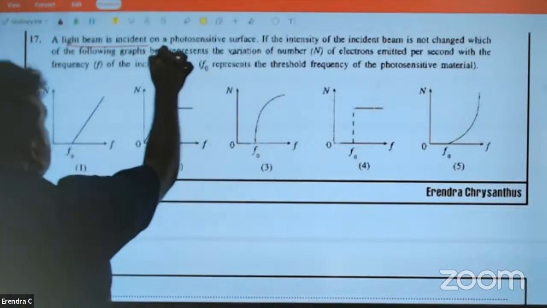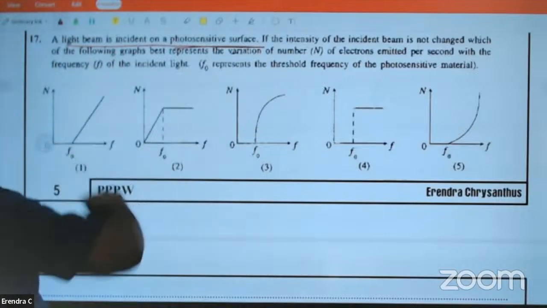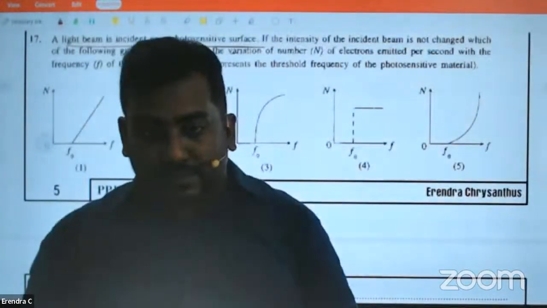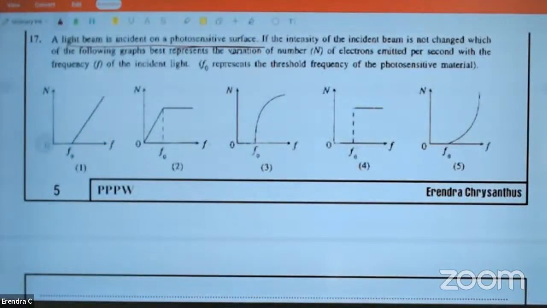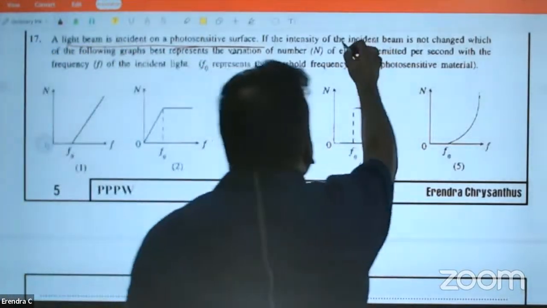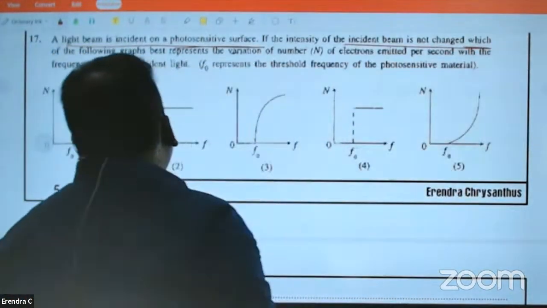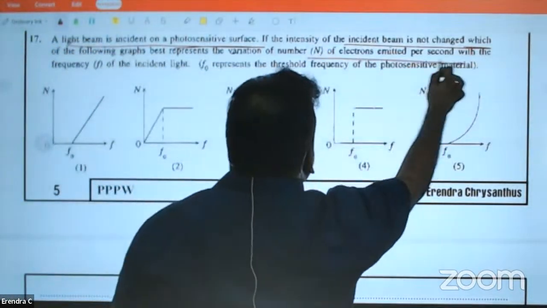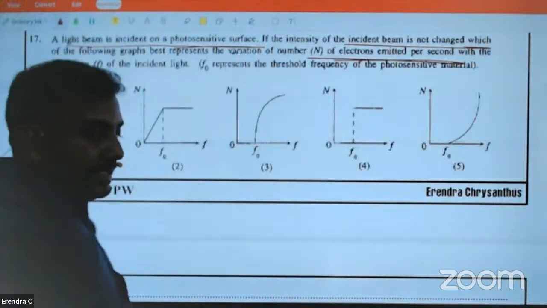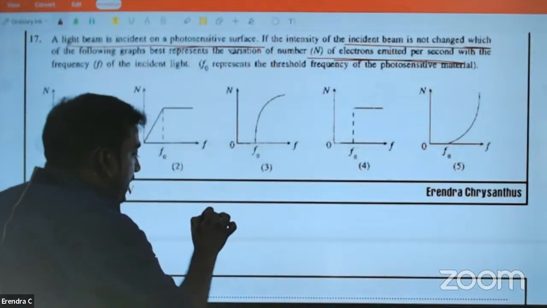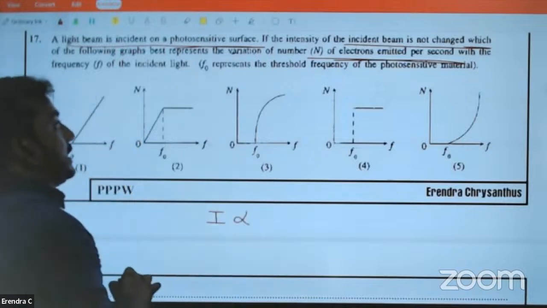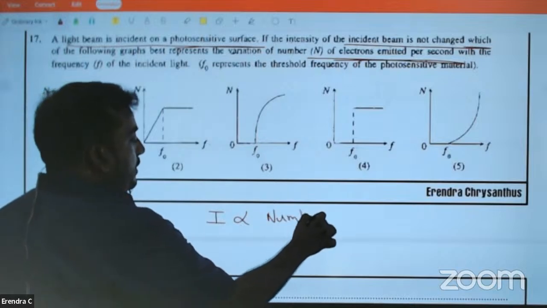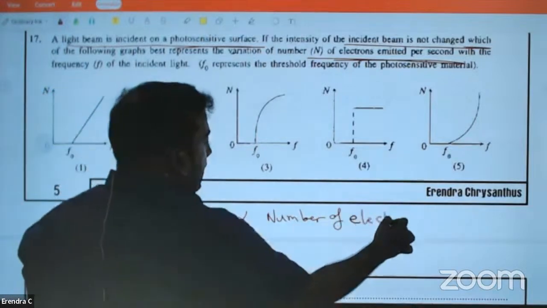A light beam is incident on a photosensitive surface. Photosensitive means you learn this under the photoelectric effect. If the intensity of the incident beam does not change, which of the following graphs best represents the variation of the number of electrons emitted per second? Remember, intensity is proportional to the number of electrons emitted.